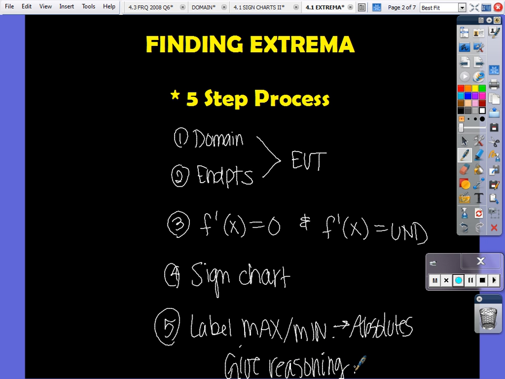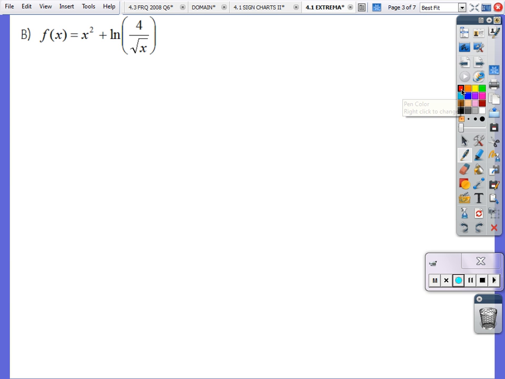So I'm going to use that process for the next few problems. The first problem here was actually from your 4.1 quiz. You were just asked to take the derivative. Now I'm going to actually find the maximums and minimums. So I'm going to do your first step, which is domain, which is kind of a pain for this problem because we have an ln, we have a square root, and we have a fraction. We got a lot going on.